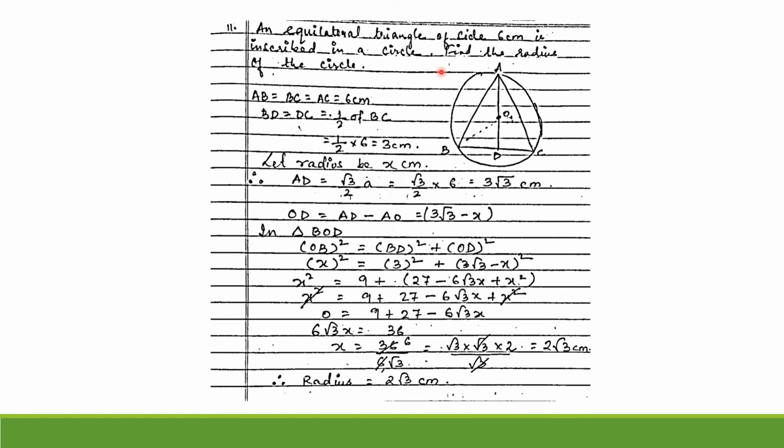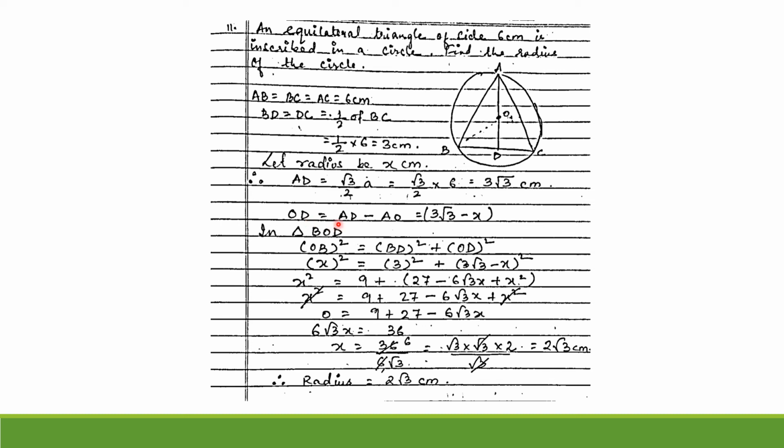Next question, we have a similar question, but the triangle is an equilateral triangle, that is all the three sides are equal, and AD is again bisecting here. So D is bisecting the chord BC. So again we can assume the radius of the circle as x centimeters, and we can find out the length of AD, which will be root 3 by 2 into the side. This is how we can find out the perpendicular of an equilateral triangle, which we got as 3 root 3 centimeters.